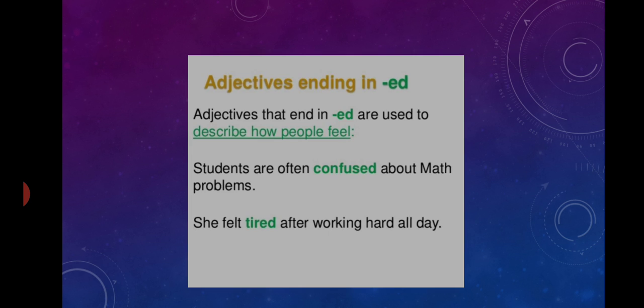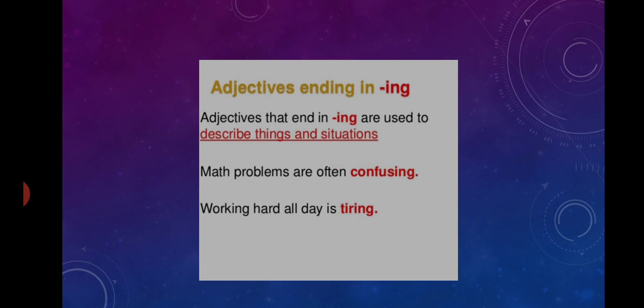Remember, adjectives that end in ed are used to describe how people feel. For example, number 1, students are often confused about math problems. Number 2, she felt tired after working hard all day. Now, adjectives ending in ing are used to describe things and situations. And furthermore, they are used to describe people's personality. For example, if I say, my students are interesting, I'm describing my students. I'm describing the cause of how I feel. I feel interested because they are interesting.